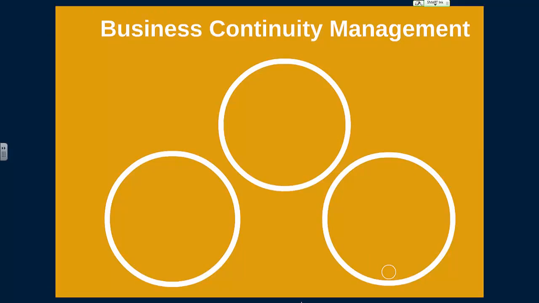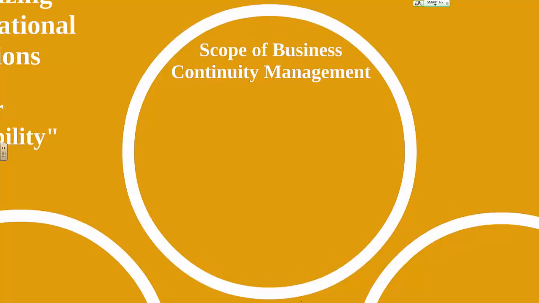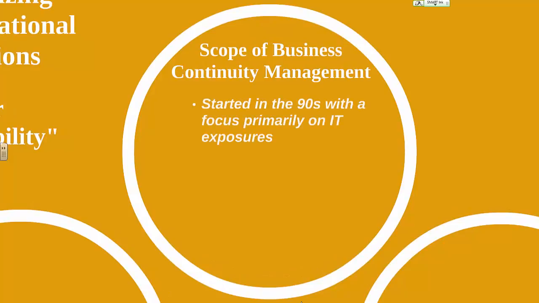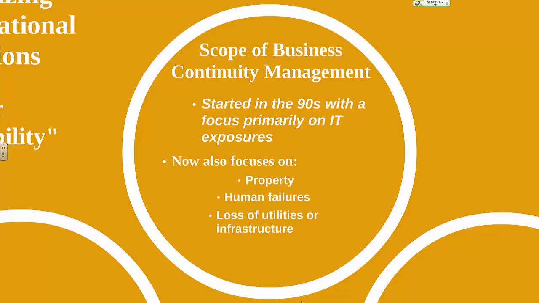Last, let's look at business continuity management. Business continuity management means minimizing organizational disruptions. And as we said before, it's often referred to as sustainability or perpetuation. So we'll talk first about the scope of business continuity management. Business continuity management became very popular in the 1990s with a focus primarily on IT issues. But it also now focuses on property, human failures, loss of utilities or infrastructure, reputation losses, and personnel losses.